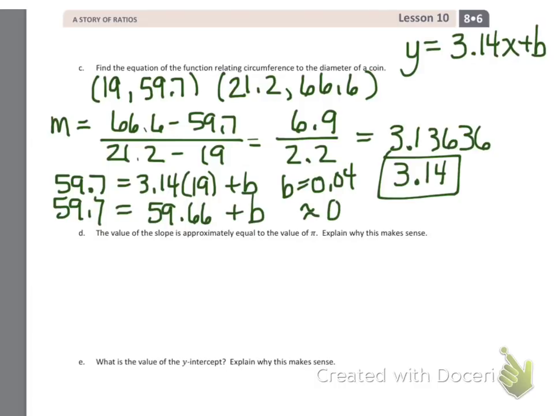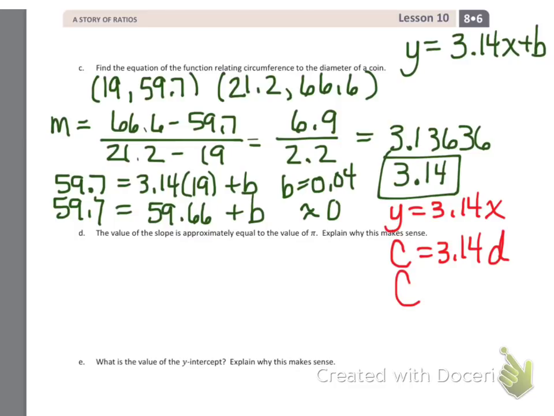So the equation that we have is y is equal to 3.14 times x. All right, and let's talk about what y was. Y was the circumference, and x was the diameter. So the circumference is pi times the diameter, right? Pi times the diameter. So just using our data, we were able to come up with the formula for the circumference of a circle. Okay?